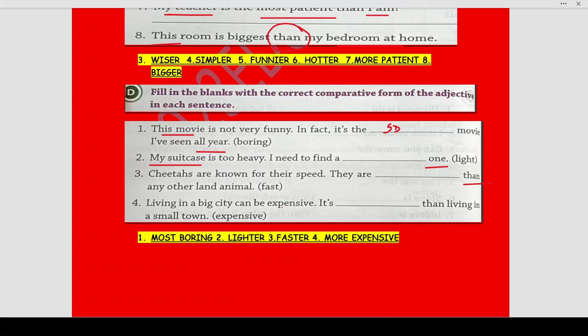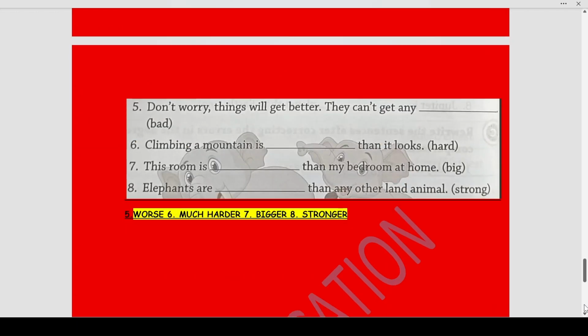Living in a big city can be expensive. It's dash than living in a small town. It's more expensive than living in a small town. More expensive, most expensive. Okay, students. So this is how you will understand statements of comparison.